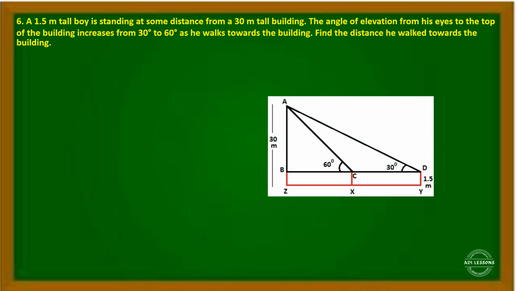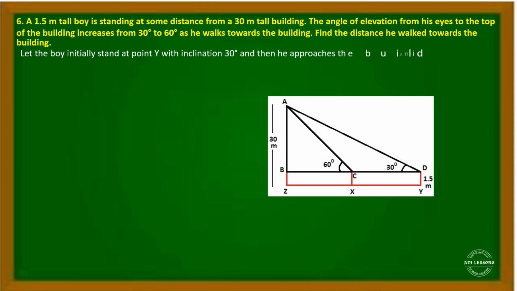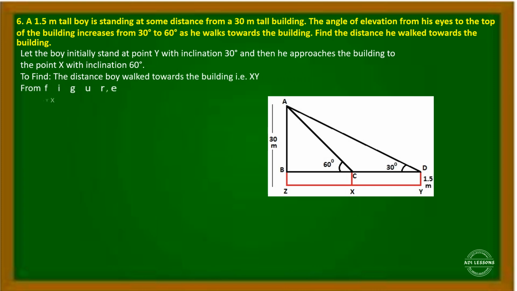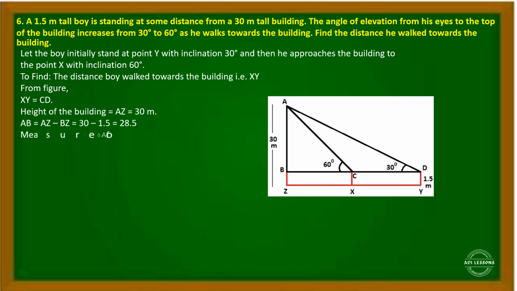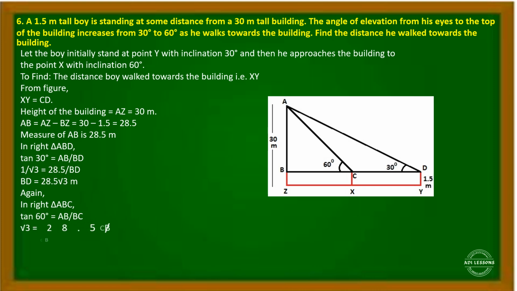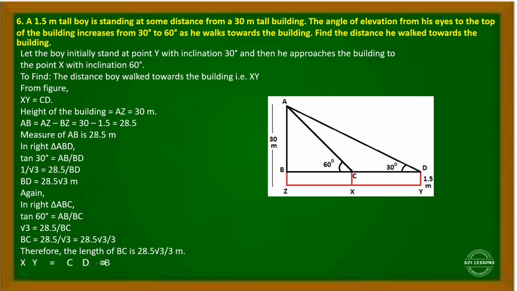Yes, here is the picture. Let the boy initially stand at a point Y, with inclination 30 degrees, and then he approaches the building to the point X with inclination 60 degrees. To find the distance the boy walked towards the building, XY, from the figure, XY equals CD. Height of the building AB equals 28.5 meters. Measure of AB is 28.5 meters.